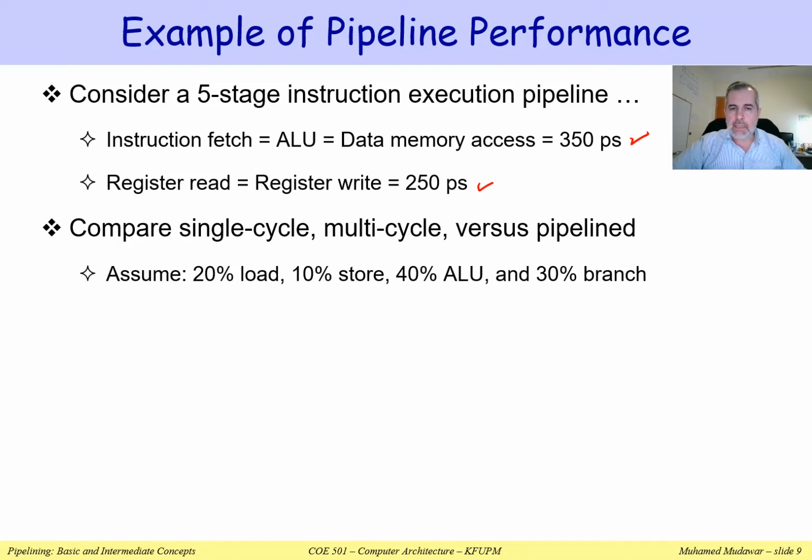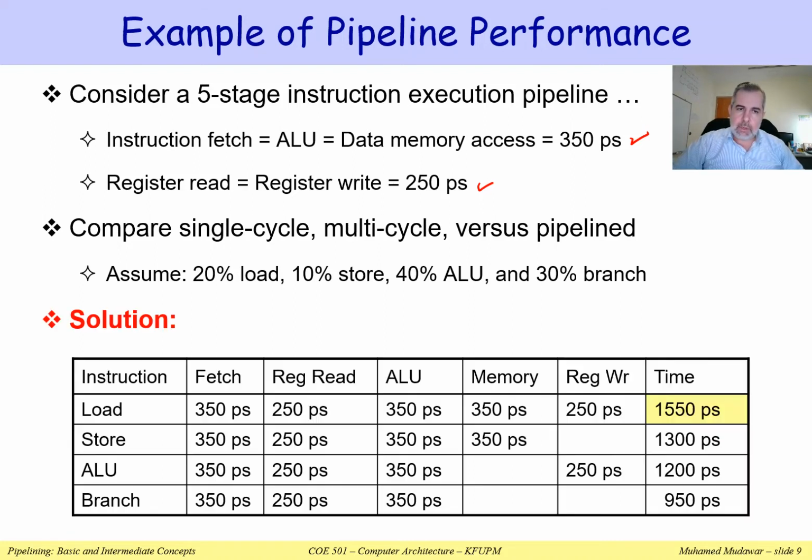Now, in order to look at the performance, especially for the multi-cycle, I need to know the frequency of instructions. So it says, assume that 20% are load, 10% are store, 40% are ALU, and 30% are branch instructions. So I need this information. I need to know the frequency of my instructions specifically for the multi-cycle. Now, in order to solve this problem, I need to look at the delay of each instruction.